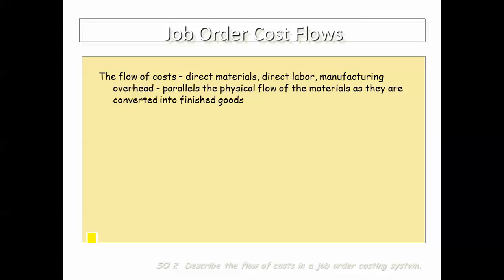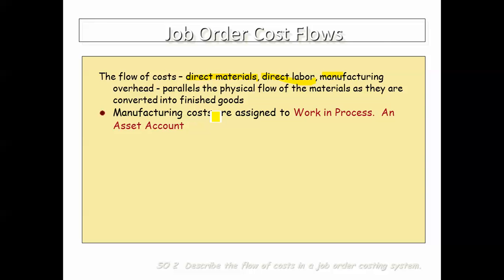Now let's follow the job order costing flow system. First of all, remember our three cost elements. They're direct materials, number two, direct labor, and number three, manufacturing overhead. All production costs, product costs, are either direct material, direct labor, or manufacturing overhead.